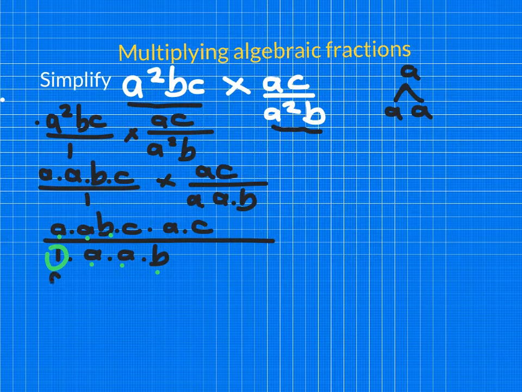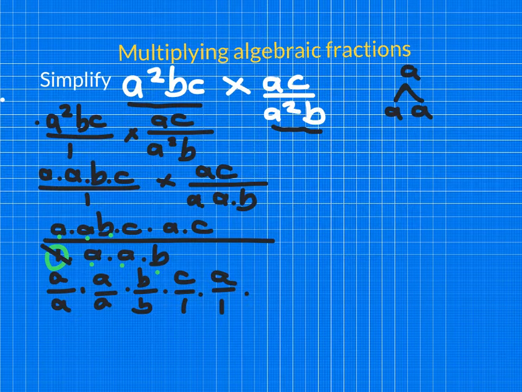So we've got A over A, so we can just ignore that 1, multiplied by A over A times B over B, and then we've got C over nothing, so it must be over 1, A over nothing, so it must be 1, and C over 1. And that means now we can cancel down some of these elements of the fraction. So A divided by A is 1, A divided by A is 1, B divided by B is 1.